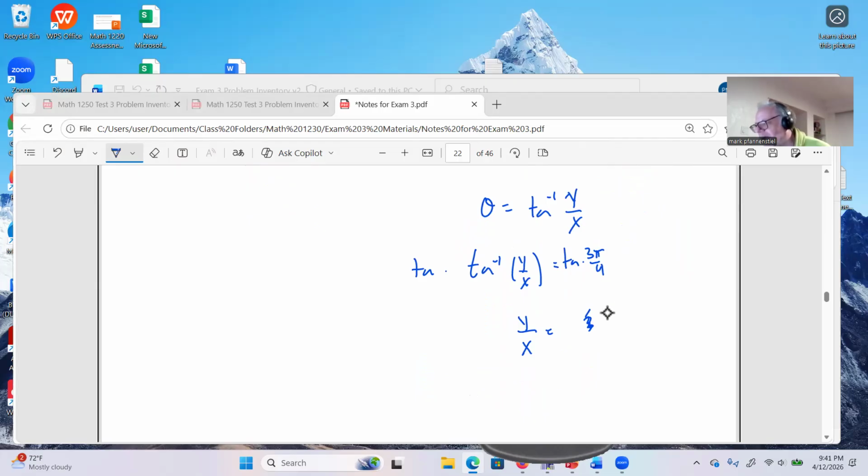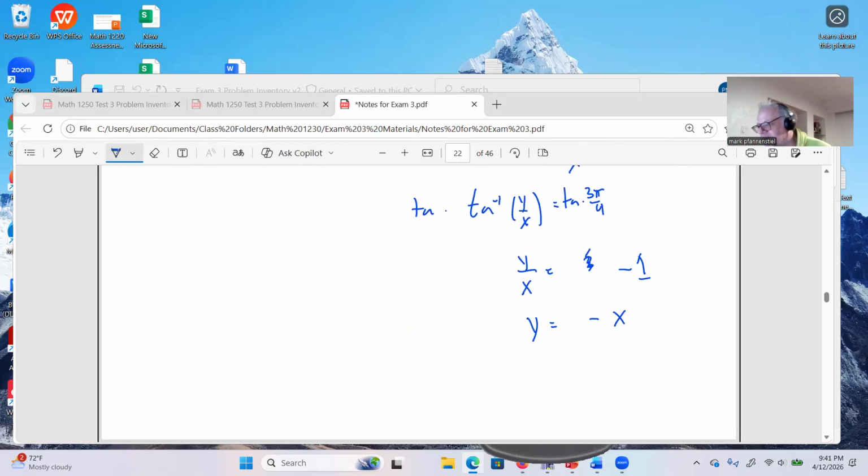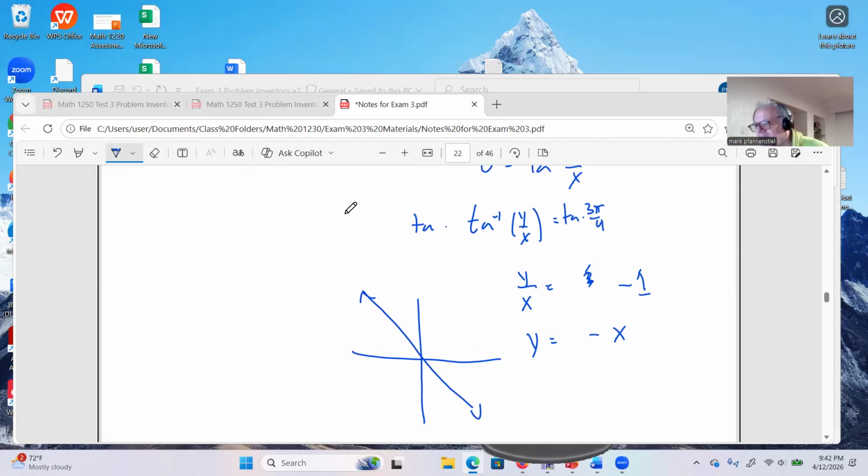Well, tangent of 3 pi over 4 is negative 1, right? Because its reference angle is pi over 4. We're in the second quadrant. Tangent of pi over 4 is 1, whereas the second quadrant has to be negative, so we end up with negative 1. So we can go ahead and say this is y equals negative x, and that is exactly the same function that I have sitting over here. So here is my graph of this y over x value.